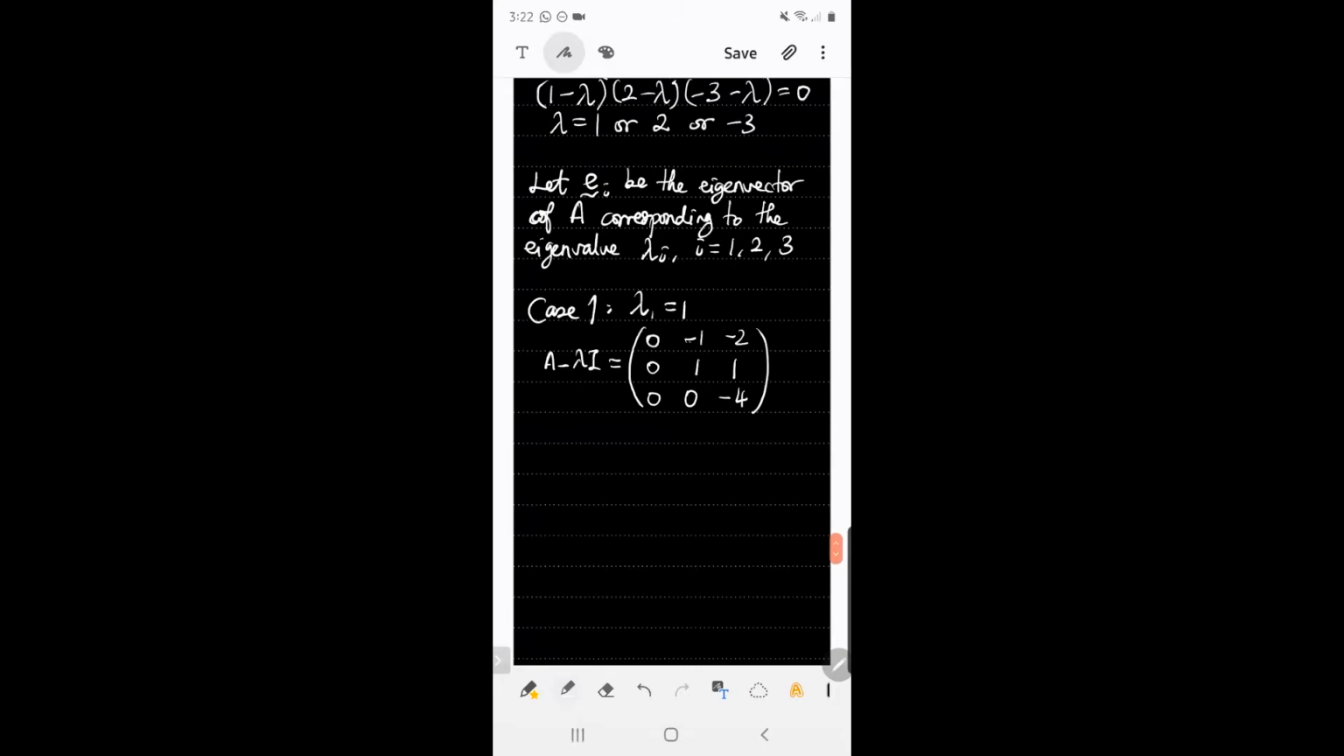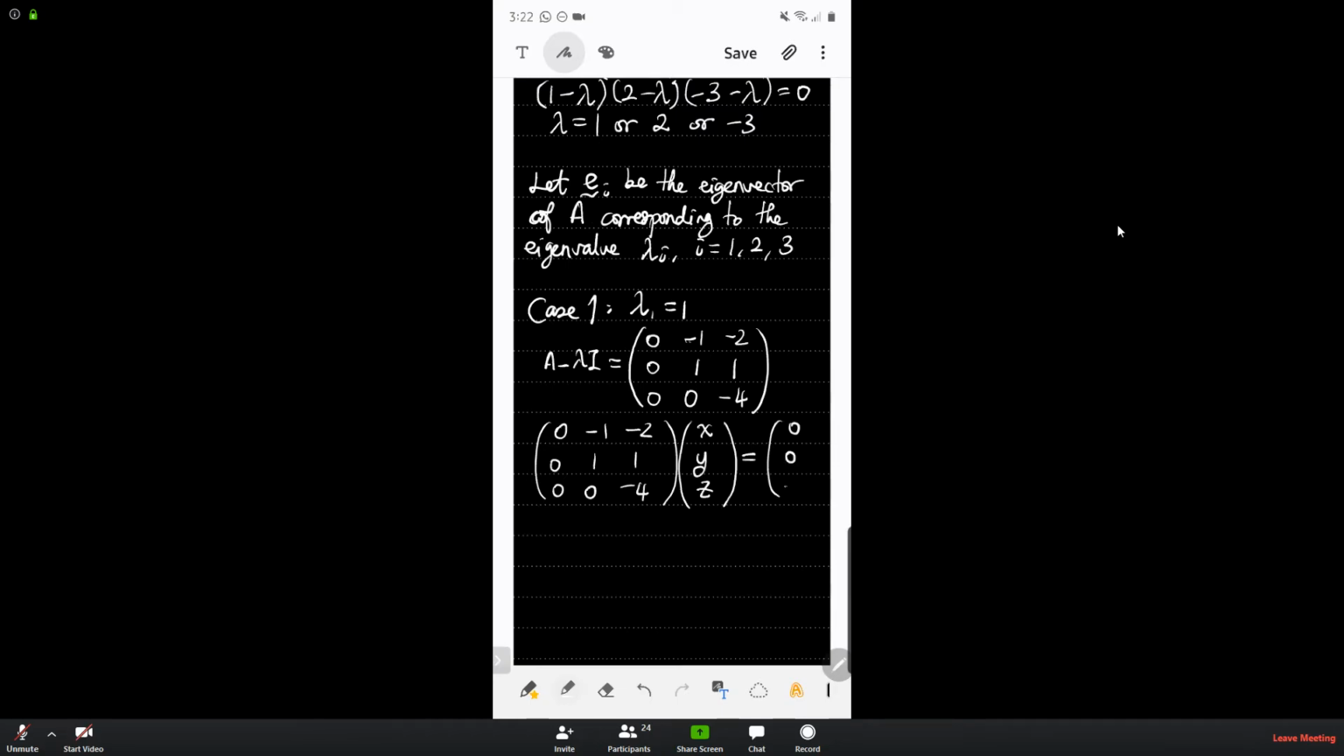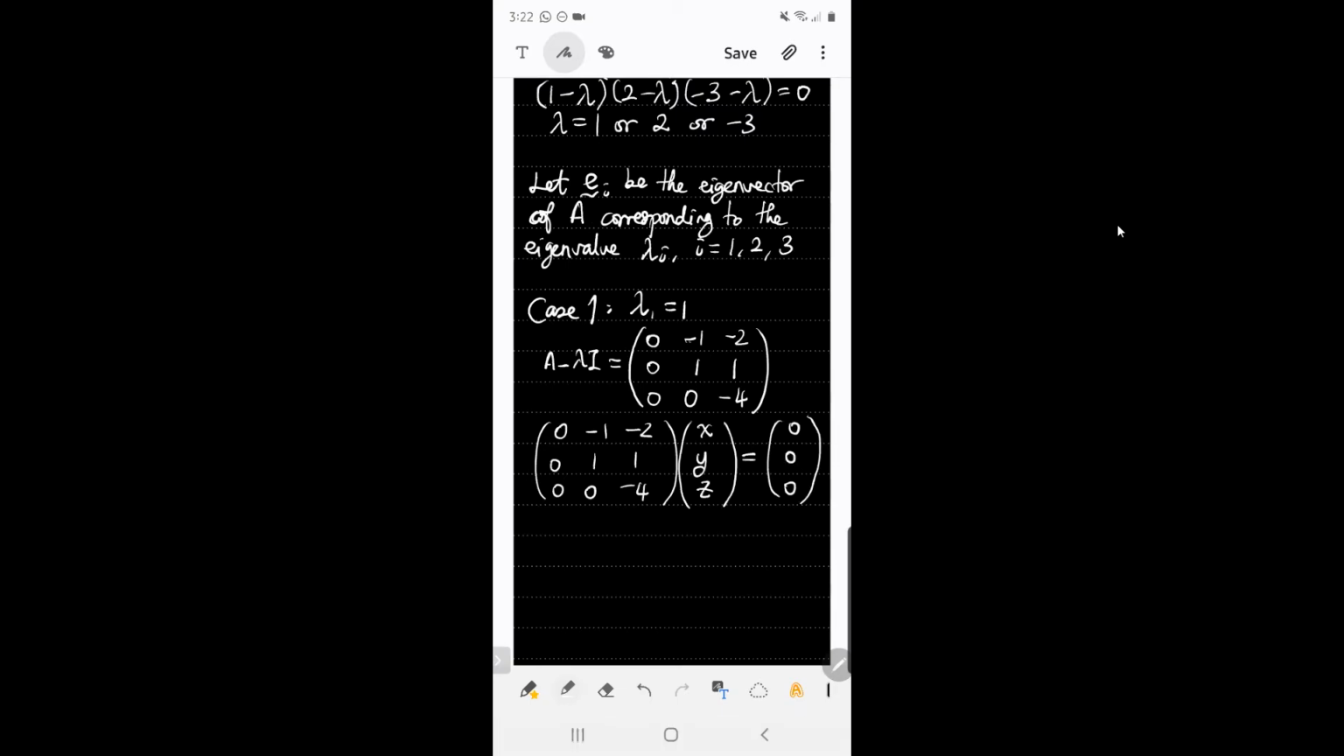Okay. So now I want to solve the equation. Solving the equation means you have to solve the matrix with rows 0, -1, -2; 0, 1, 1; 0, 0, -4 times x, y, z, and then you set this equal to 0, 0, 0. So you have to solve the simultaneous equations. So I will have the 3 equations here.